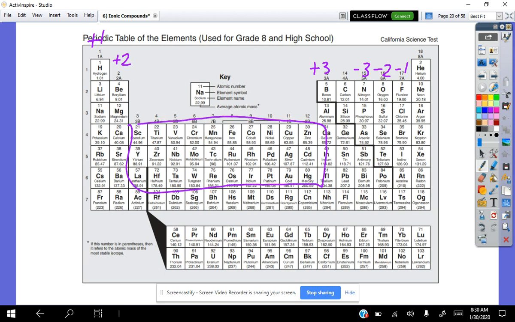And there definitely are going to be some ionic compounds forming with these ones, the transition metals. Those ones are unique. We'll talk about the different kinds of charges that those can have as well.